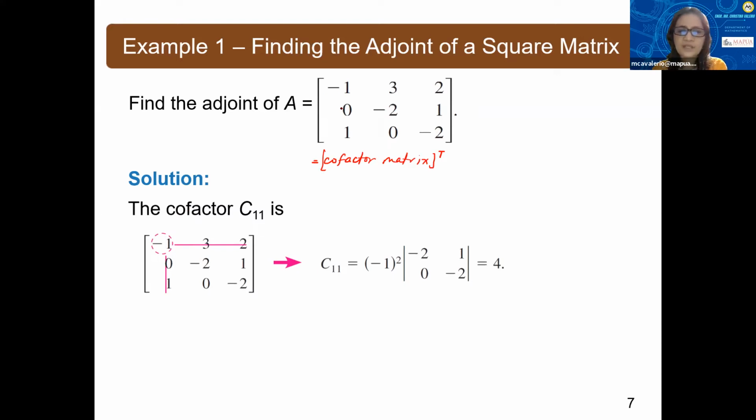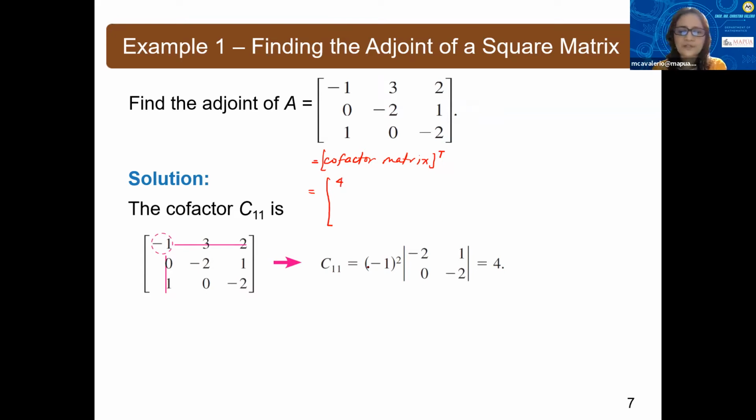Beginning with C11, we will have the cofactor 11 equivalent to negative 1 raised to 1 plus 1. So we will have negative 1 squared multiplied by the minor 11, which is the determinant of the submatrix that results when deleting the first row and first column. And the minor is equivalent to 4. So the cofactor matrix begins with C11, which is equivalent to 4.